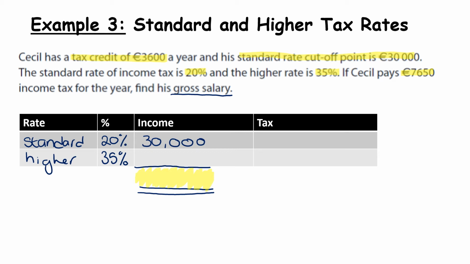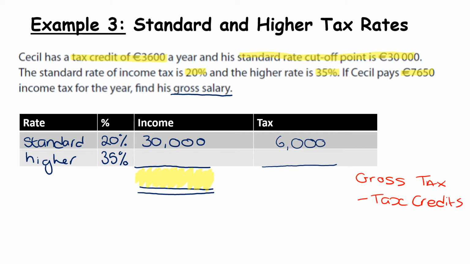Okay, so I can't do anything there. Nothing I can fill in, but I can fill in the top line of tax. So I can get 20% of 30,000 and that gives me 6,000. I can't fill in the next line because I don't know how much income is there. So then I will add these together and get some number, and that number represents what I call gross tax. I don't know what that is. I'll take away my tax credits, and when I take away my tax credits, I will be left here with tax payable.